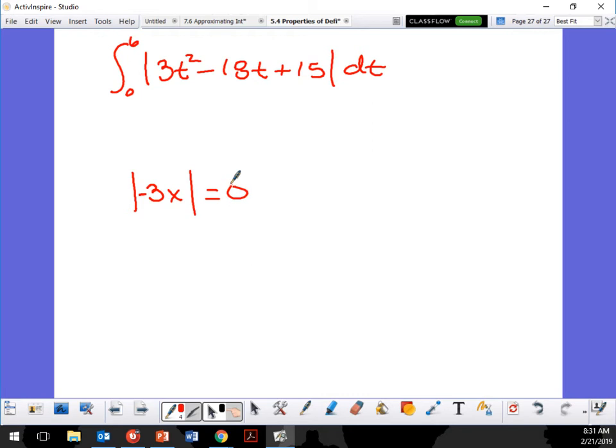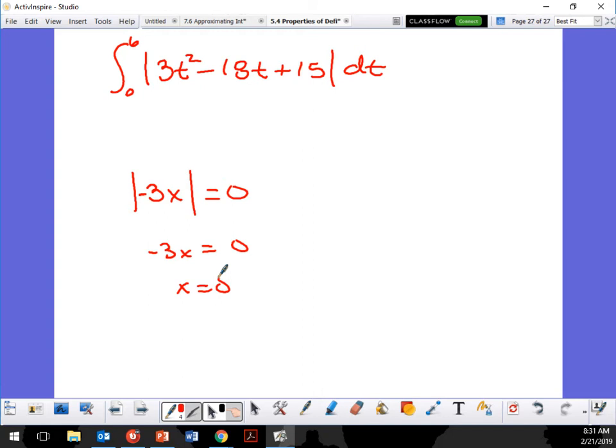Okay? So somewhere it's going to be equal to 0. So let's go ahead and plug this in. It's going to look like this: negative 3x equals 0, and then divided by negative 3. So x equals 0. So x is going to be the place where the function changes direction, right?